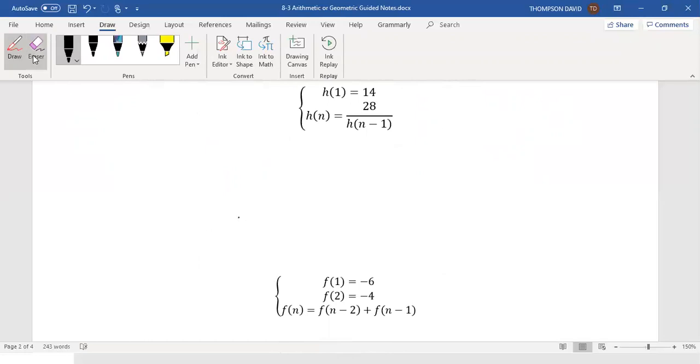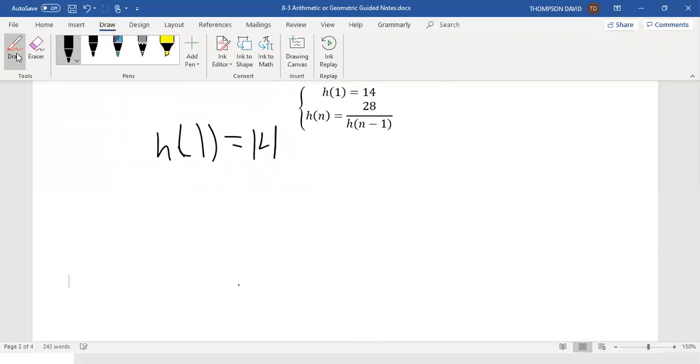The next recursive formula is a little bit different. It's neither arithmetic nor geometric. It's a sequence where we're given a first term and we're given a number divided by the previous term. So let's see how this one works out. Again, we're trying to find the first four terms. So we know h1 equals 14. h of 2 is going to be 28 divided by the previous term, because recall when we see n minus 1, it just means previous term. So I'm going to do 28 divided by 14, which equals 2.